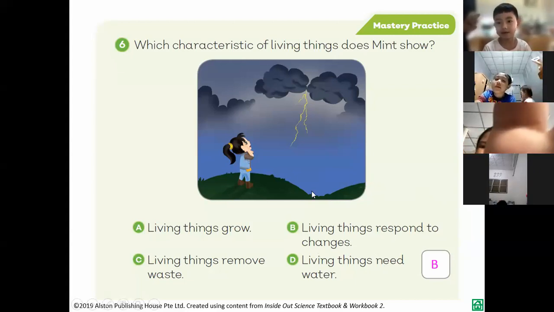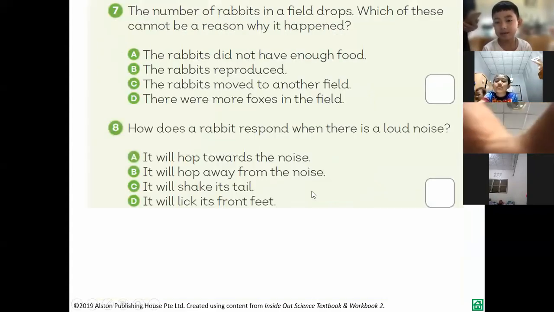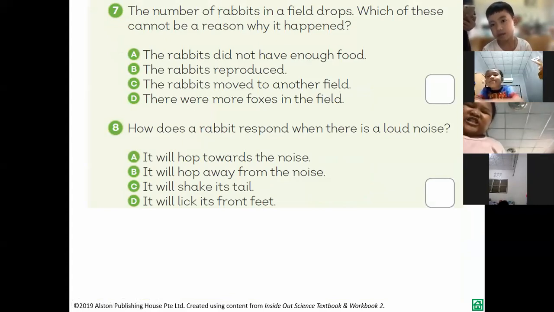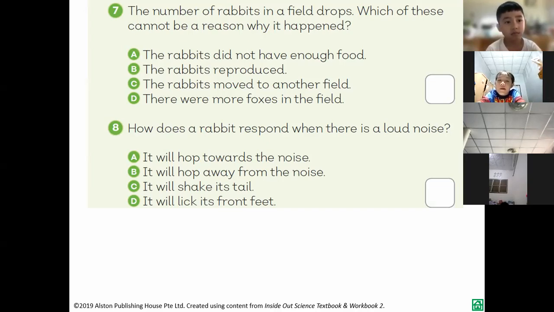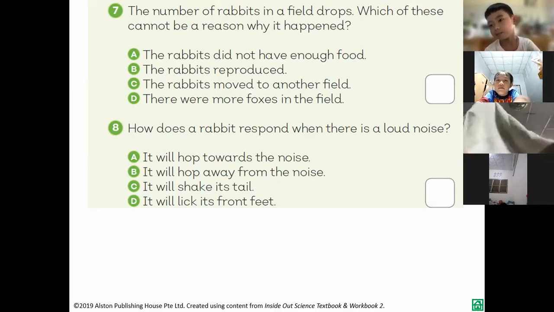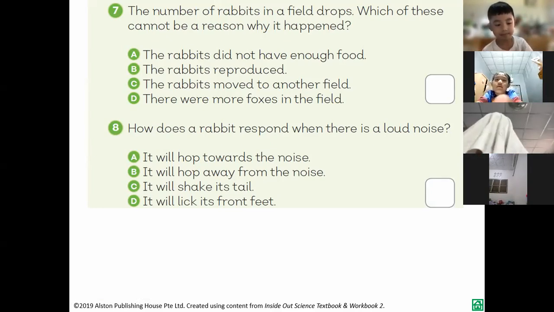Okay. Next number. All right, number 7. Who wants to read number 7? The number of rabbits in a field drops. Which of these cannot be a reason why it happened? Okay. So we have to choose one best answer.